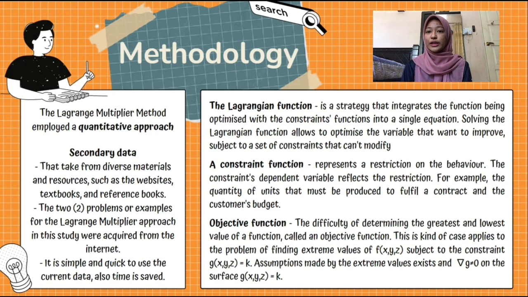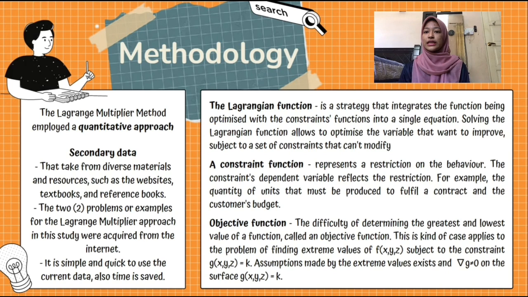Now I will talk about the methodology of the study. The Lagrange multiplier method employs a quantitative approach. In this study, we are using secondary data, which is existing data that we take from diverse materials and resources. The examples and problems in this study were sourced from internet resources. We chose this data collection method because it is simple, quick, and also saves time.